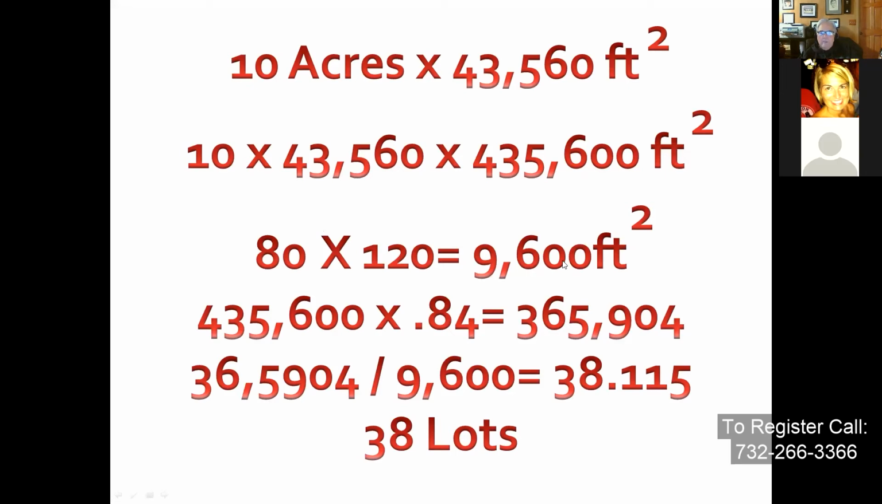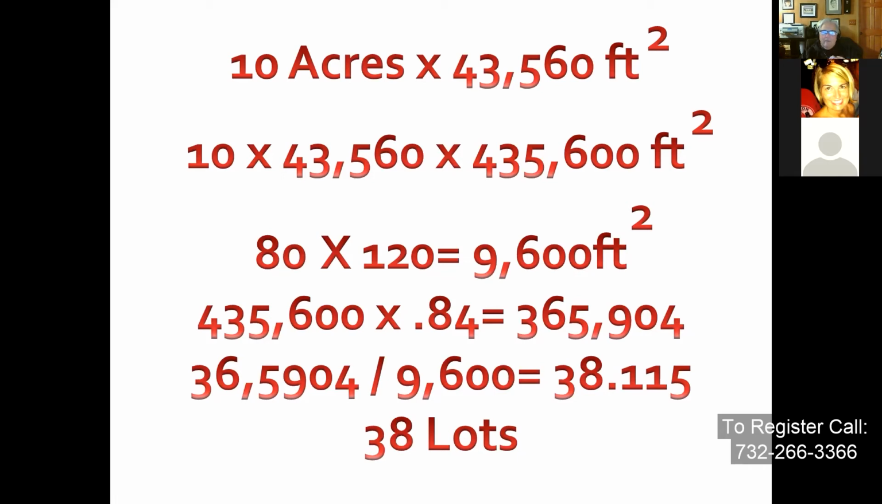16% of our land has to be used for roads. So we're going to take our total land, which is 435,600. That's our total land. And we're going to take away 16%. The easiest way to take away 16% is to multiply by 0.84, because if you take away 16%, what's left is 84%. So 435,600 times 0.84. What's left to build houses on is 365,904. That's how many square feet we have left to build houses on.